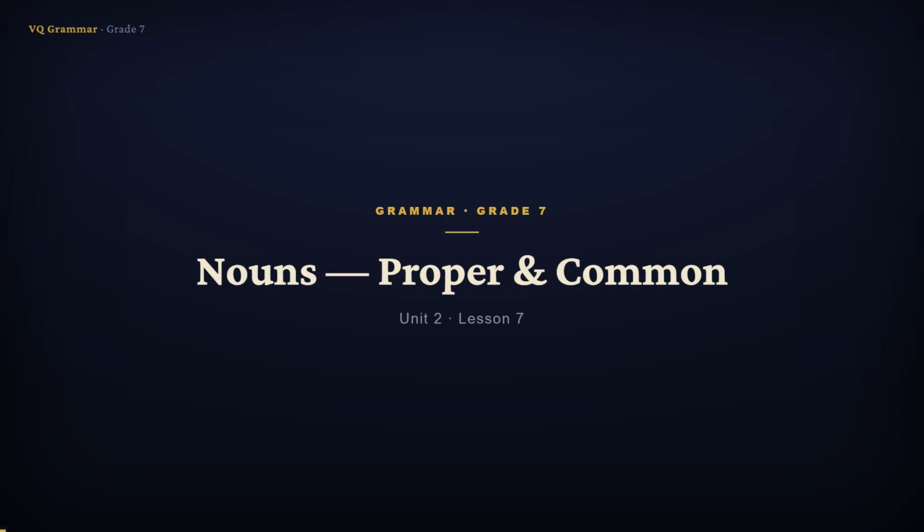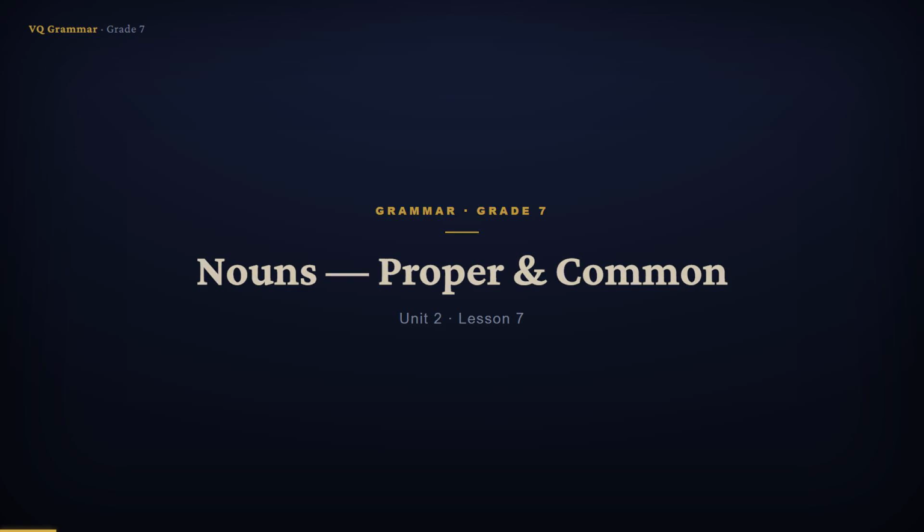This is Unit 2, Lesson 7, and it's the very first lesson of a brand new unit all about nouns. Nouns are the naming words of our language. They're how we point to the people, places, and things all around us. Today we'll get to know two big families of nouns, the common ones and the proper ones. And the difference between them comes down to one small but mighty detail, the capital letter.